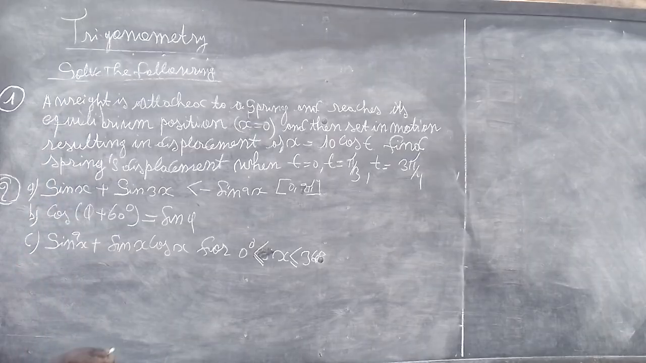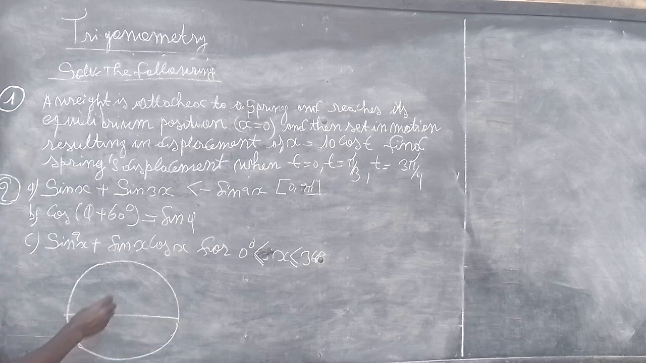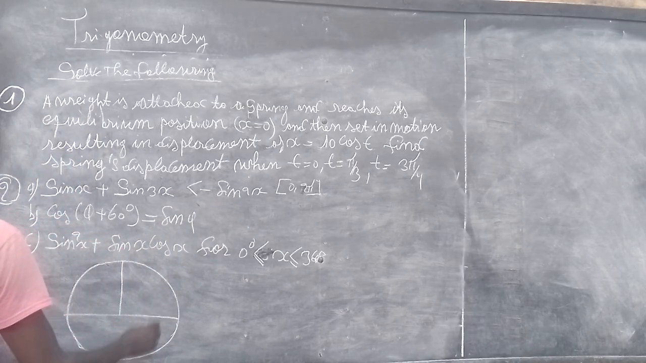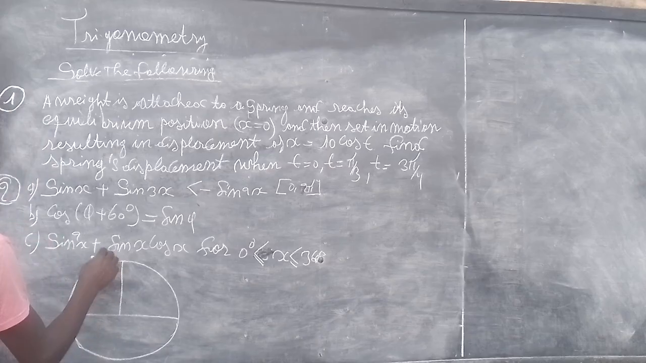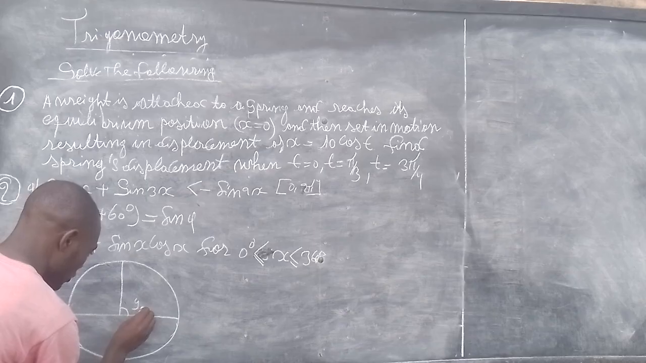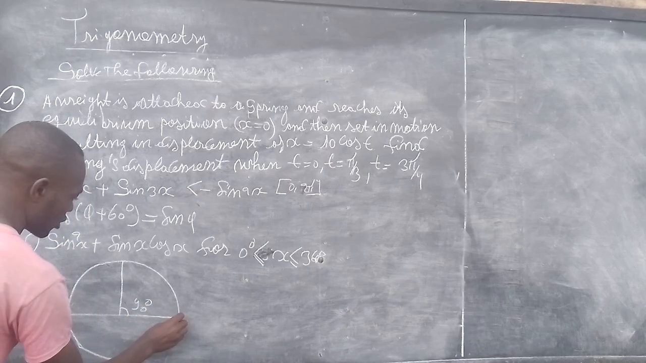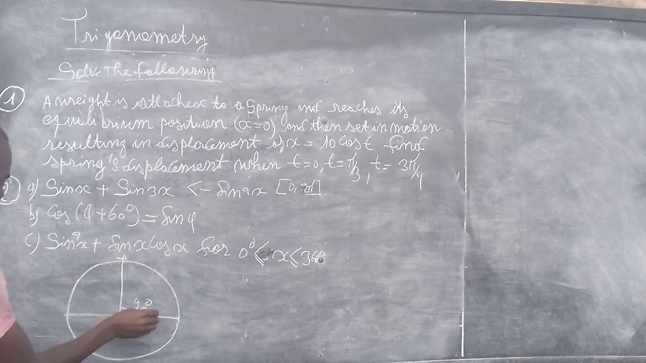So let's start by drawing our circle here. We are asked to determine the displacement when t equals 0. When t equals 0, it means that it is pi over 2, which is 90 degrees. The displacement we are asked to determine is from here up to here. So this is the displacement we are asked to determine.